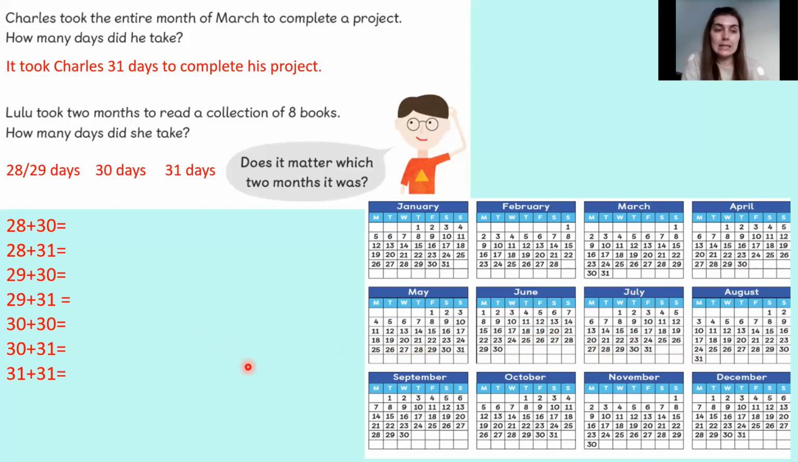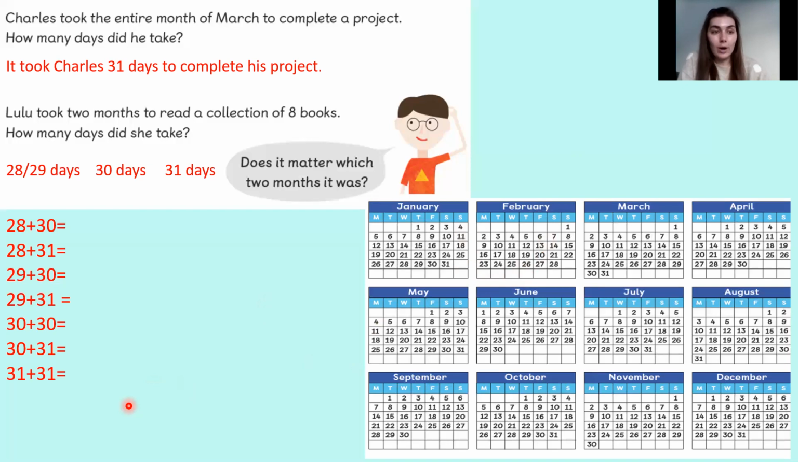There is one that I didn't include on here, and that was 28 days and 29 days, because that would mean she would start reading in February, maybe last year, where it had 29 days, and then she might have finished them this February, which had 28 days. I'm sure it didn't take her a year to read, so I've left that one out.